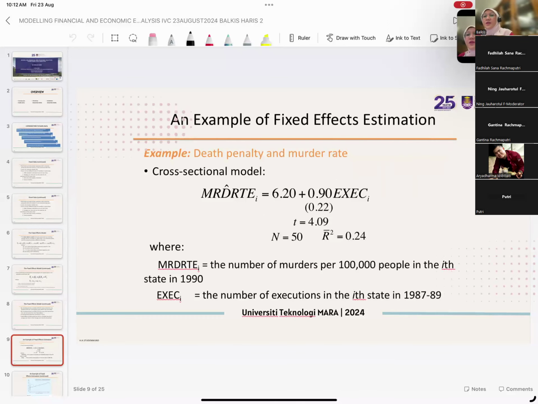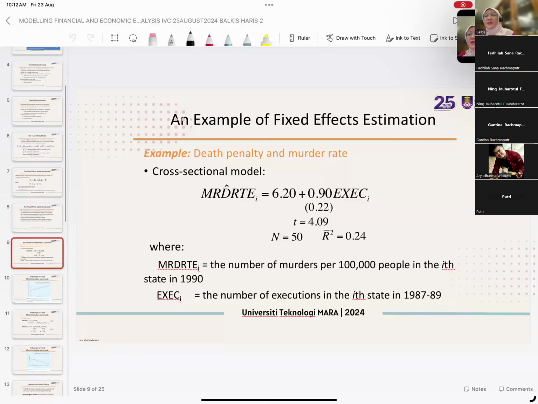This is an example from a textbook by Stock and Watson from Pearson. It shows the fixed effect estimation on the cross-sectional model, where MRDRTE is the number of murders per 100,000 people in the i-th state in 1990, and EXEC_i is the number of executions in the i-th state in 1987 until 1989.